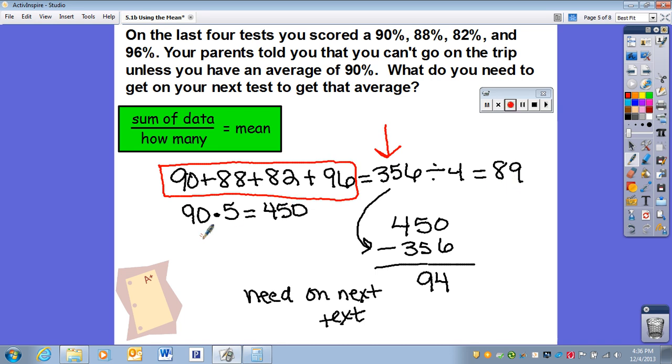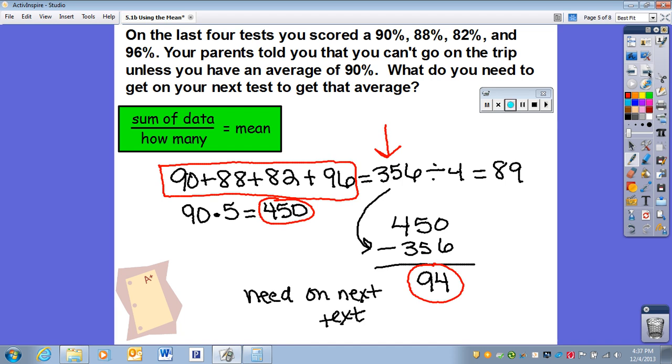So what I would do then is multiply 90%, the average I want, by the 5 tests that I will have and realize that I need a total of 450 points. If I take the points I have now and subtract that from 450, that tells me that on the next test I need to earn a 94%.